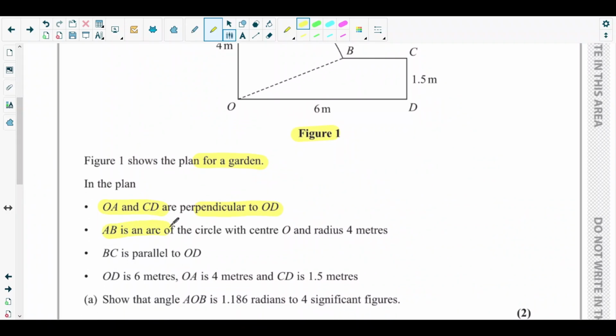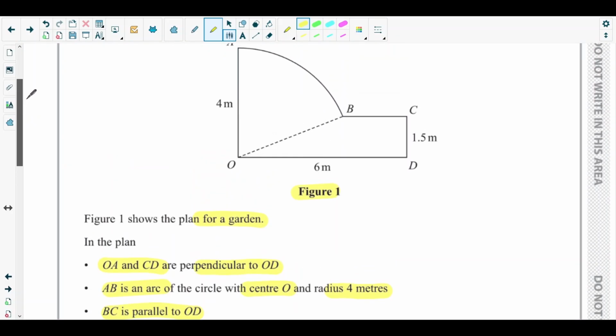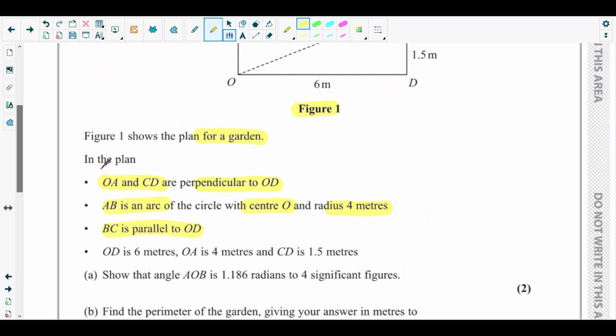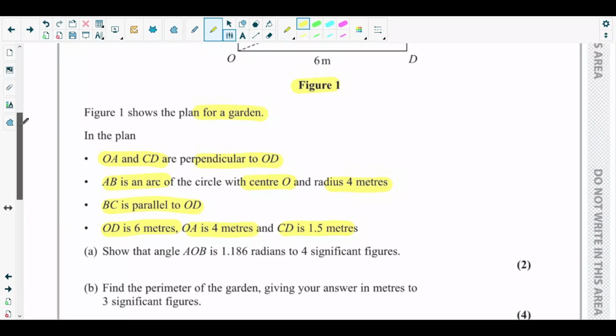AB is an arc of the circle with center O and radius 4 meters. BC is parallel to OD, the horizontal line BC. OD is 6 meters, OA is 4 meters, and CD is 1.5 meters.